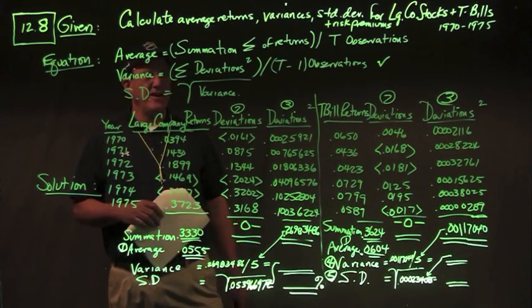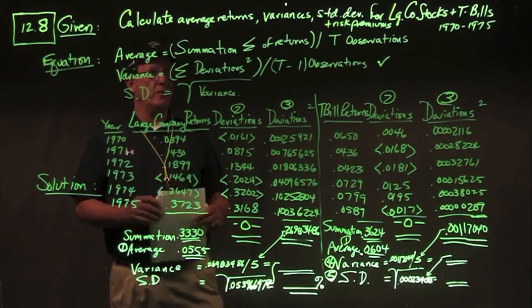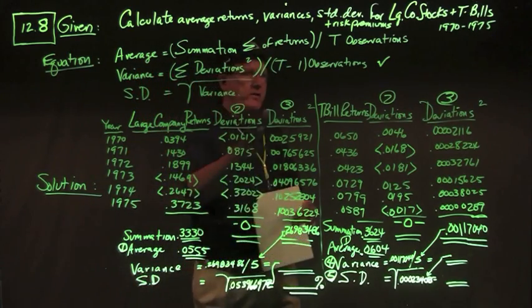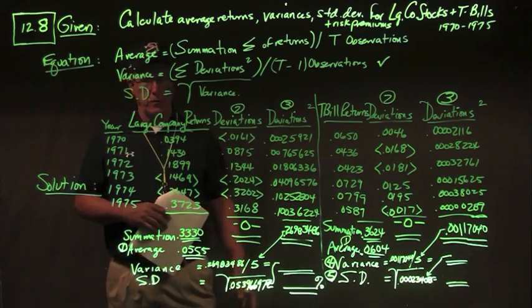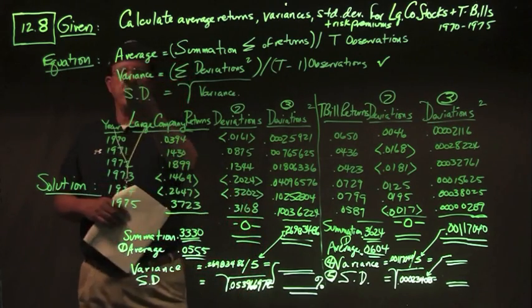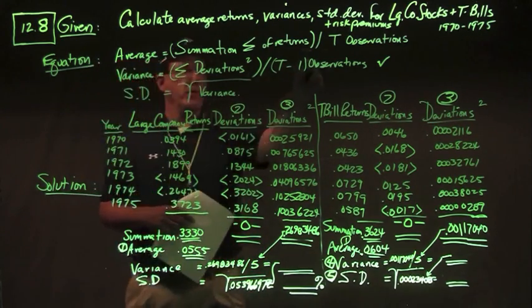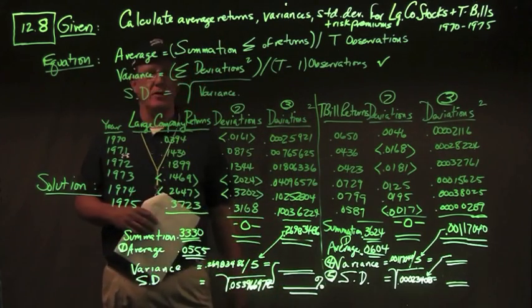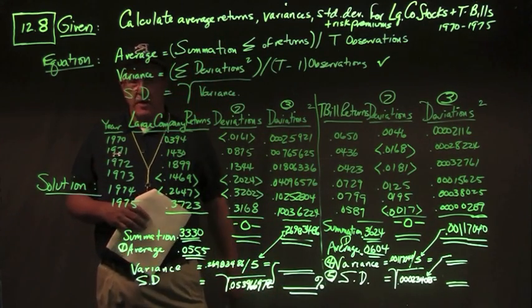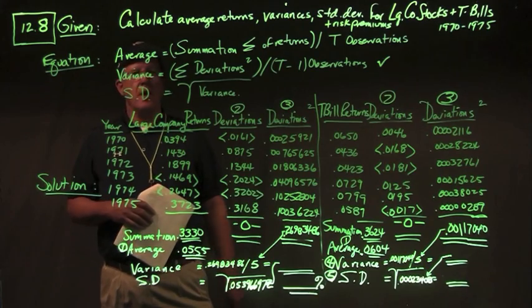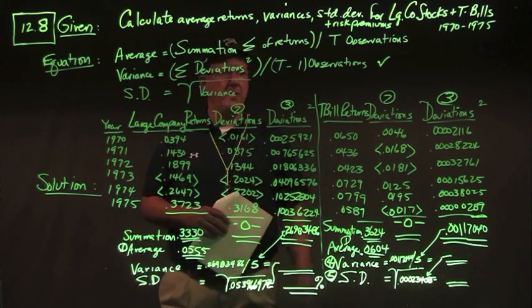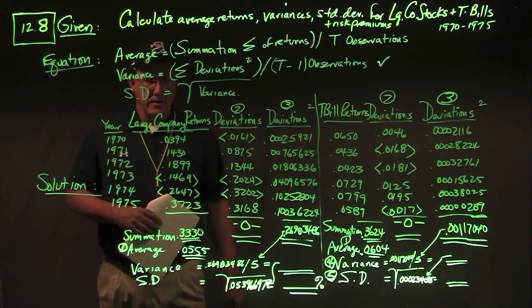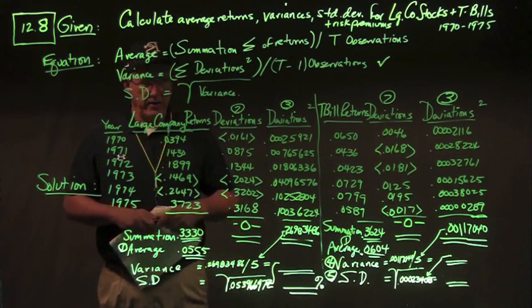And we also want to calculate, as a challenge part of this, what is the risk premium for each of these years? And then calculate the variance and standard deviation for those. We'll do those in a minute. The equations are: the average is simply a summation of all the returns divided by t observations. In this case, we have 6 years of observations. The variance is summation of the deviation squared divided by t minus 1 observations. And standard deviation is square root of the variance as always.